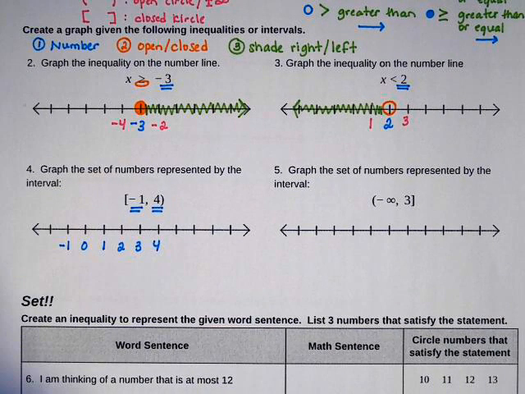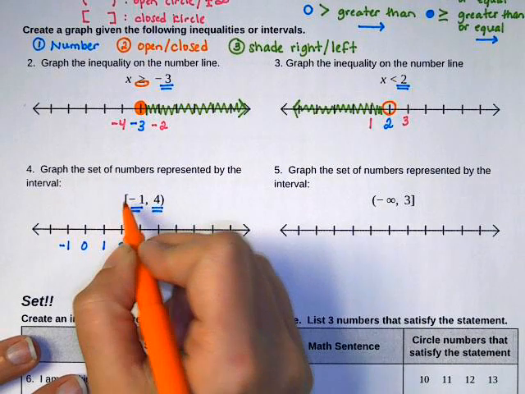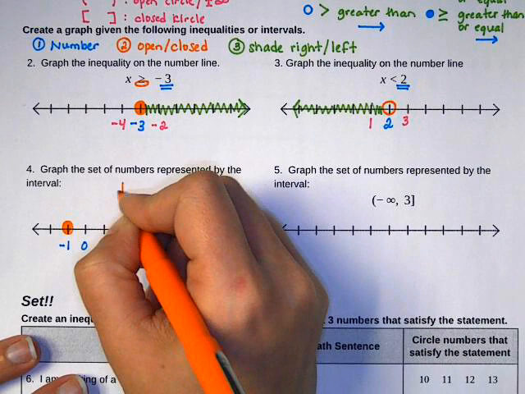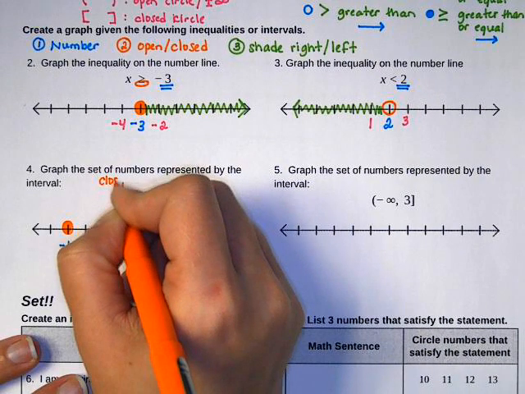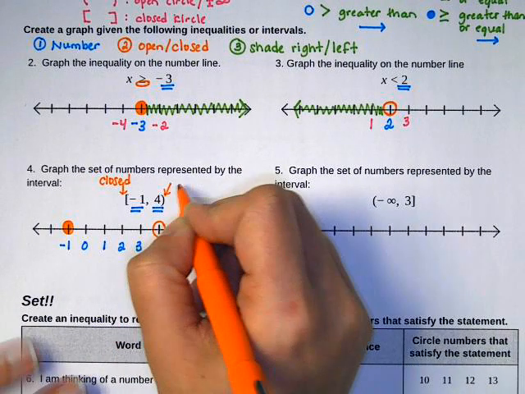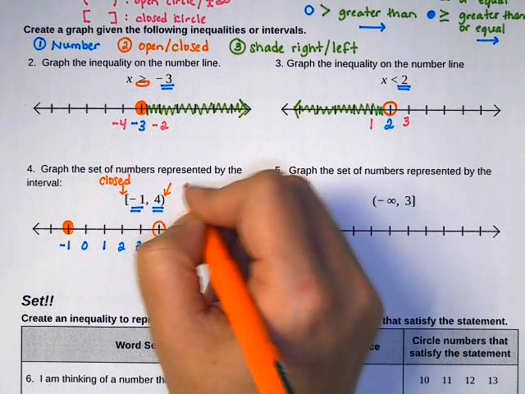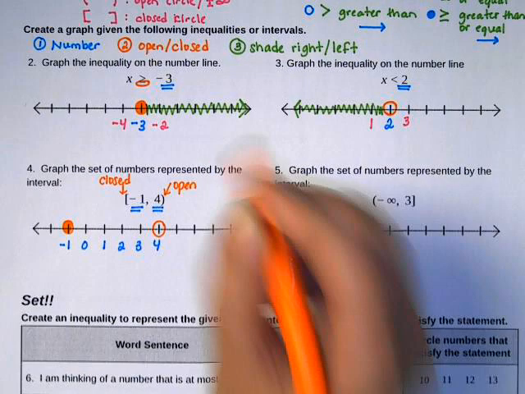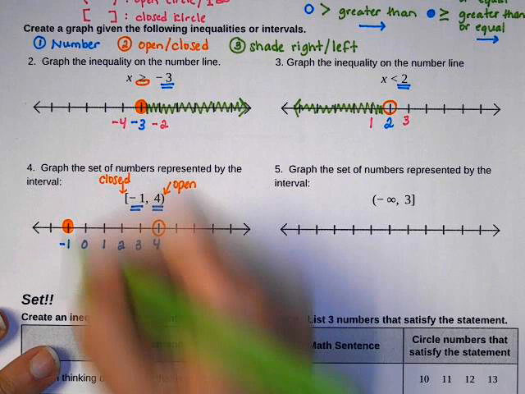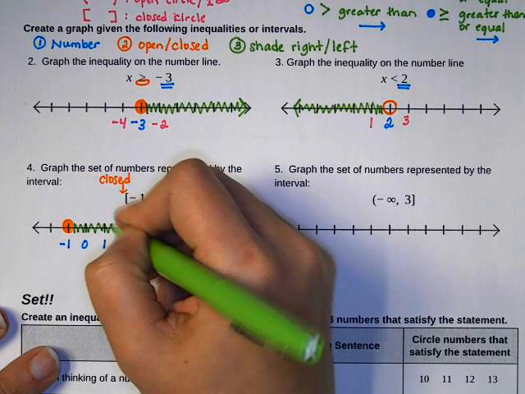Next, I need to decide if it's an open or a closed circle. In this case, the -1 is going to be closed because this has a bracket. And the 4 is going to be open because this has a parentheses. Now, this notation means I want all the numbers that are in between. So instead of shading to the right or shading to the left, I'm going to shade in between the 2 values that I've identified.